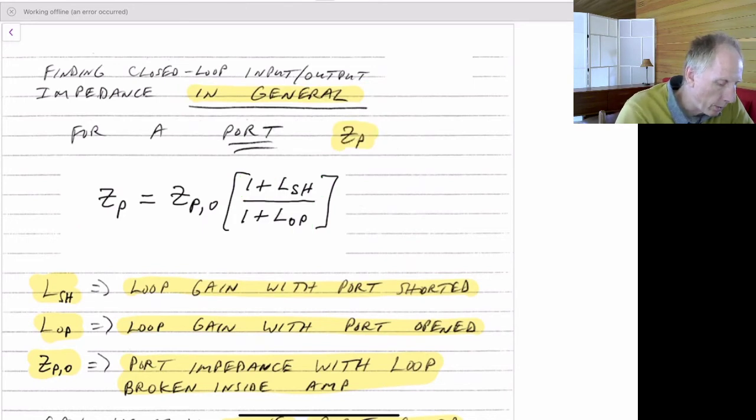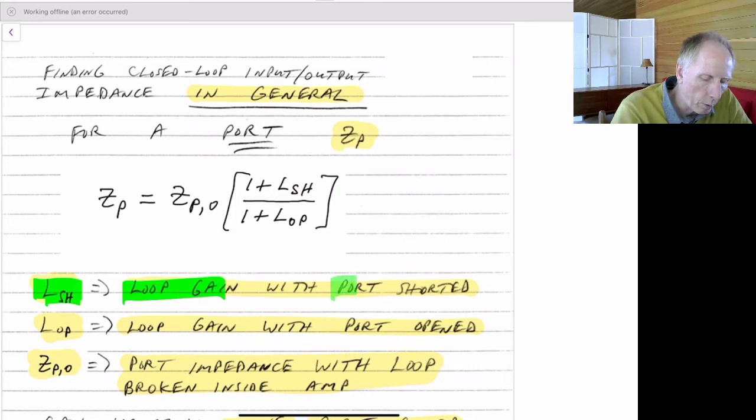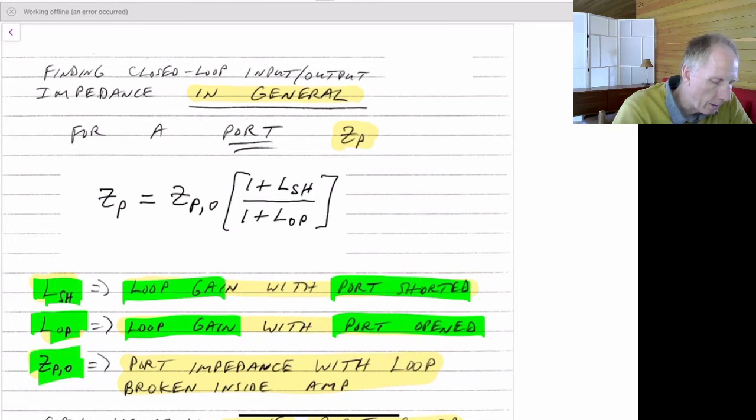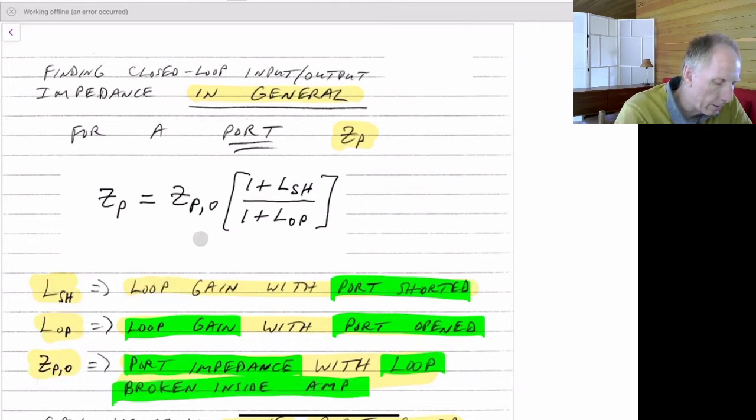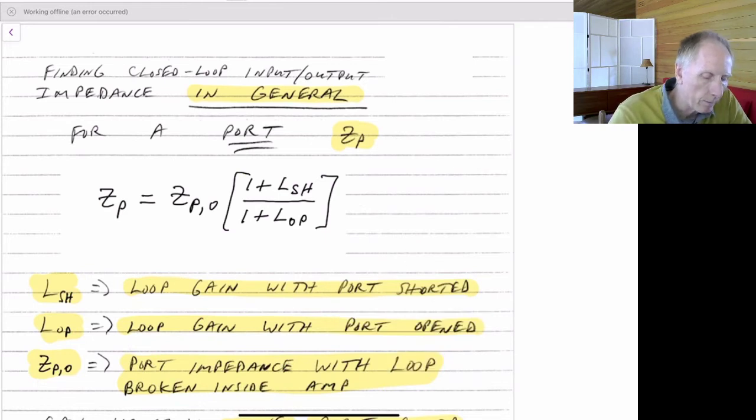So these are all the parts we just mentioned. This L sub SH is the loop gain with the port shorted. L sub OP is the loop gain with the port opened. And Z sub PO is the port impedance when the loop is broken inside the amp with our normal method of breaking the loop gain. So L goes to 0. And then with the correct impedances on either side.